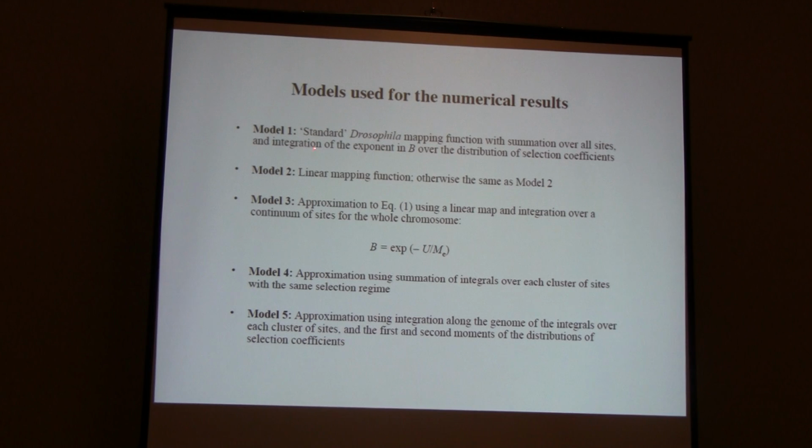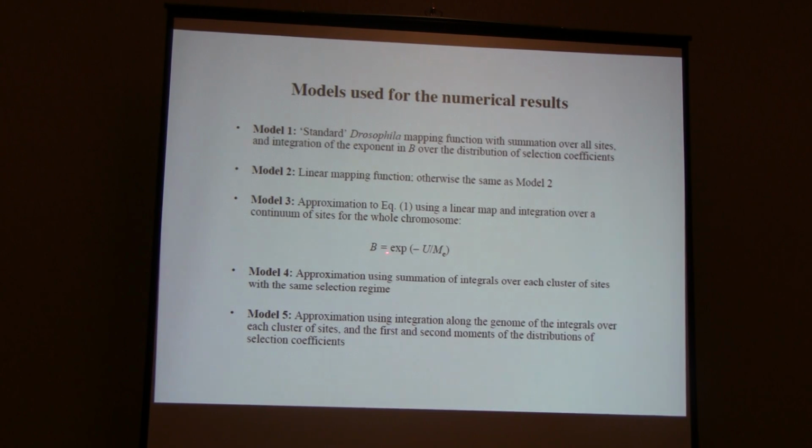So the boring one involves the standard Drosophila mapping function culled from the literature, and we just sum over all sites along the chromosome and integrate over the distribution of selection functions. Model 2 is the same, but we'd be a bit lazy. We just use a linear relationship between distance and recombination rate, otherwise the same as model 1. This is the crudest model. It uses an approximation which was introduced by Hudson and Kaplan, which involves assuming a linear map and that just integrates over a continuum of sites for the whole chromosome.